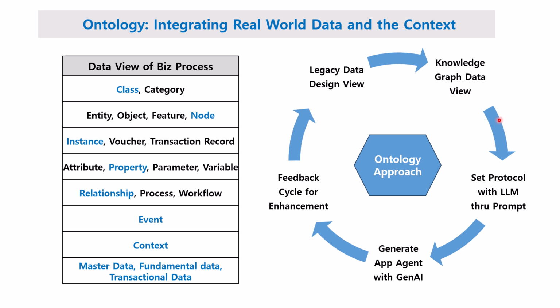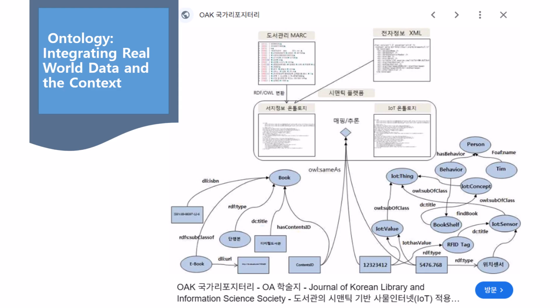This kind of well-set data ontology provides a good protocol to collaborate with LLM through the prompt of GenAI. This in turn supports generating a high-quality application agent with GenAI. Then this cycle operates by gathering feedback, implementing it, and applying it to the new concept of ontology. So this is a feedback loop to continuously enhance the ontology design.